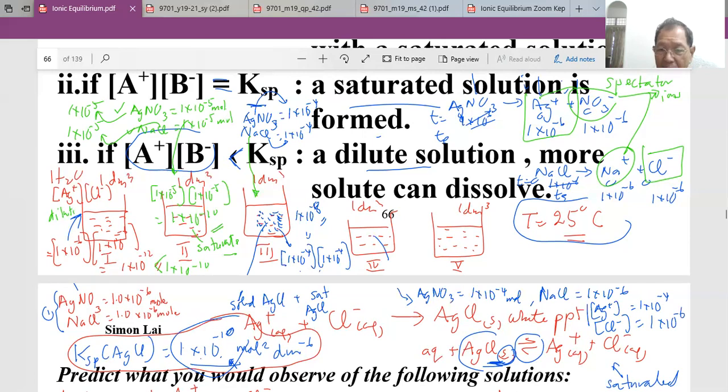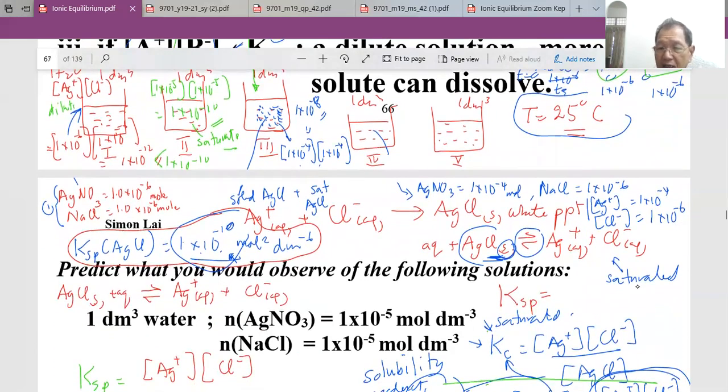So the ionic product, okay? My ionic product is how much? Ionic product, sorry, it's all over the place. I'll rub this off first. Okay, so my ionic product is what? Ag plus is 10 to the power minus 4 times 10 to the power minus 6, which equals 10 to the power minus 10. Exactly the same as the Ksp, isn't it? Right on. So it is a saturated solution. Here is a saturated solution. Any solid? No solid.